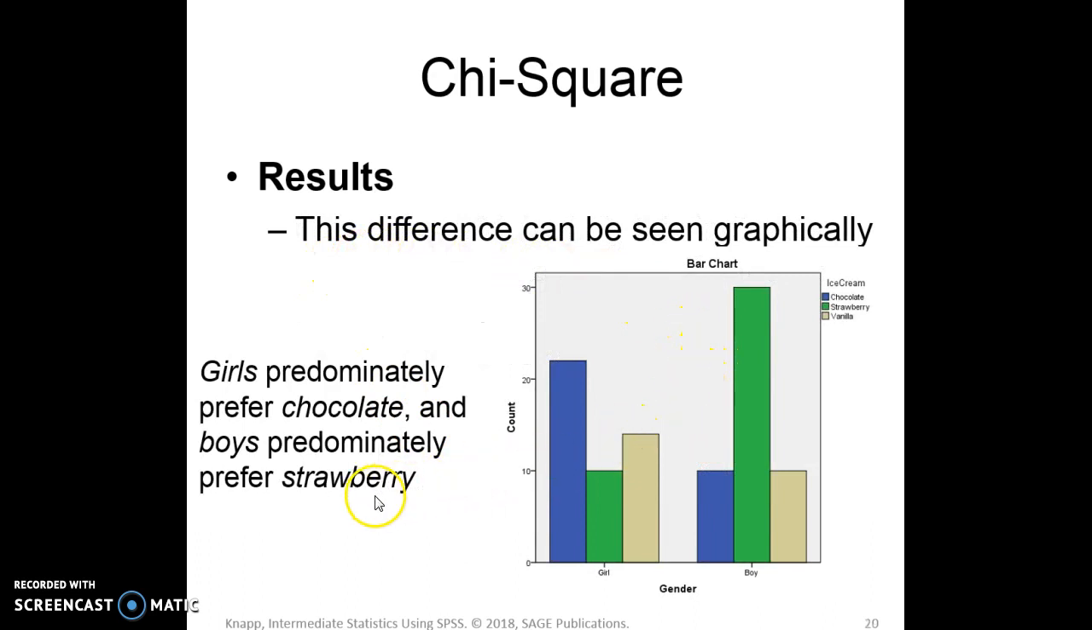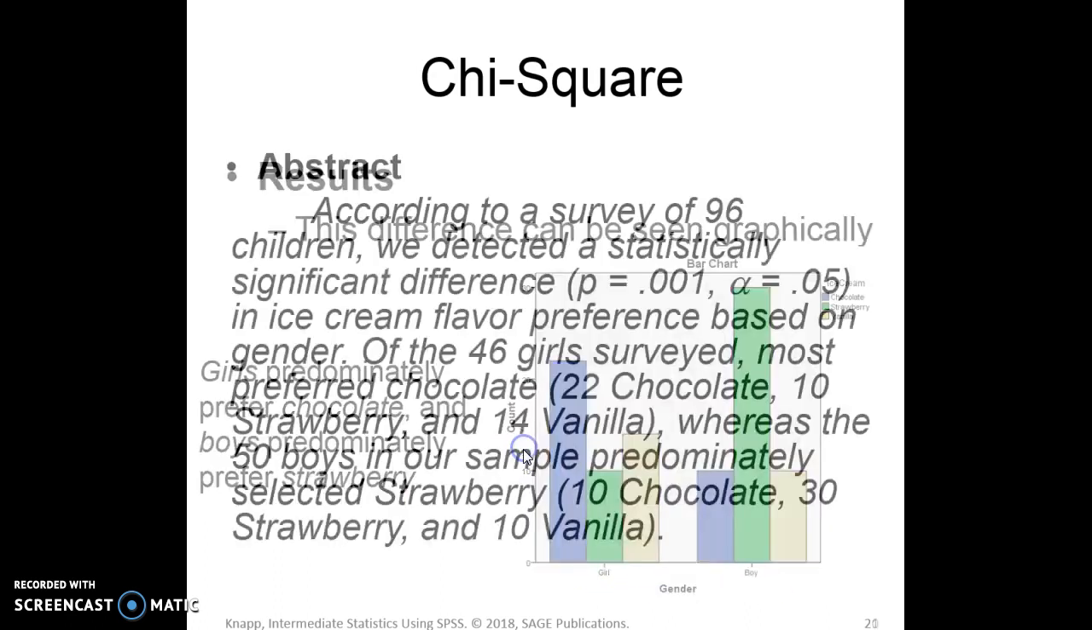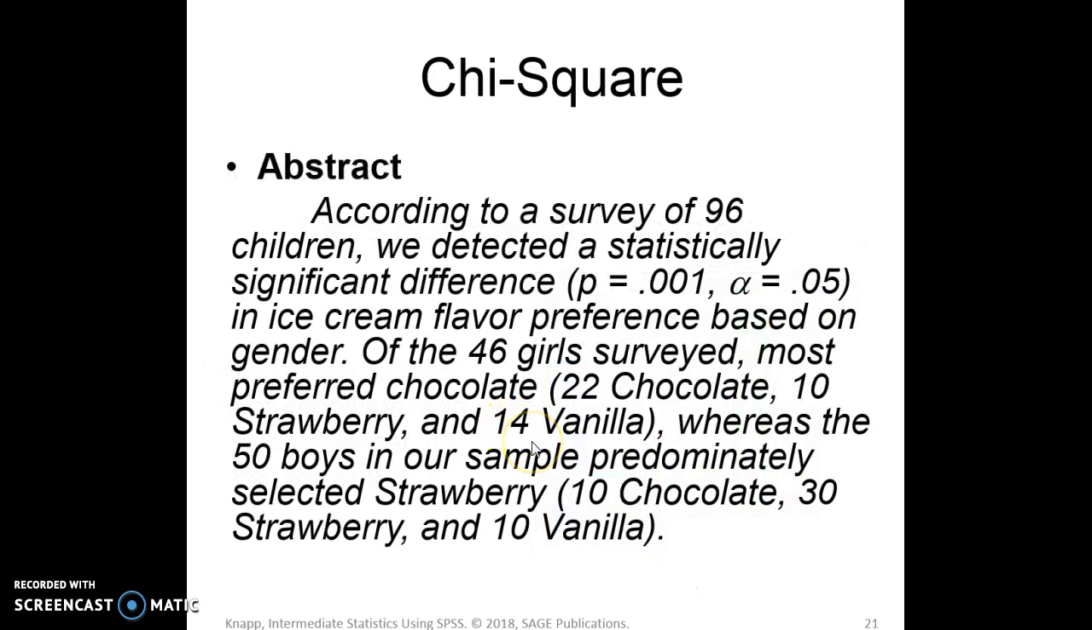The chi-square makes some fine graphs for you. It'll give you some nice colorful graphs and show you the relationship between girls and boys for each of the flavors of ice cream. And here's an abstract of the work. According to the survey, 96 children were detected at a statistically significant difference, p equal to 0.001, alpha at 0.05. In this survey, we determined that the 46 girls surveyed most preferred chocolate. Of the boys that were surveyed, 50 of our sample predominantly selected strawberry.